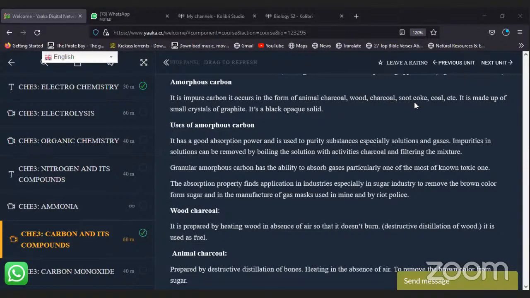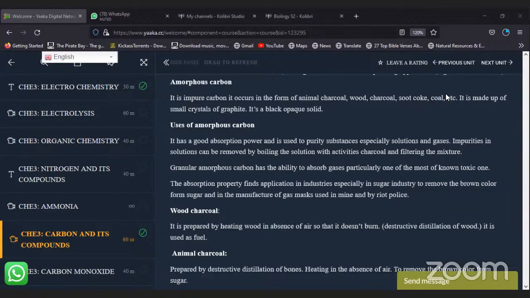Amorphous carbon is found in animal charcoal, wood charcoal, just normal charcoal, soot, coke. So this one, if you've ever cooked in a kitchen where you're using firewood, the soot that forms near the roof, that is soot coke right there. Then we have coal. Coal is mined. It also looks like charcoal, except it can release a lot of heat. That can even be converted into electricity.